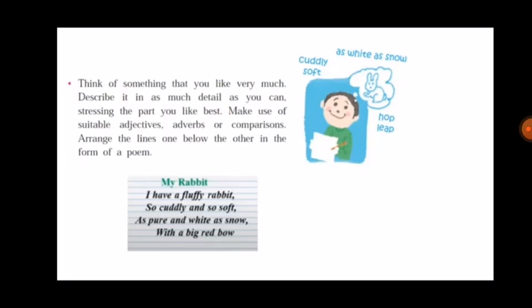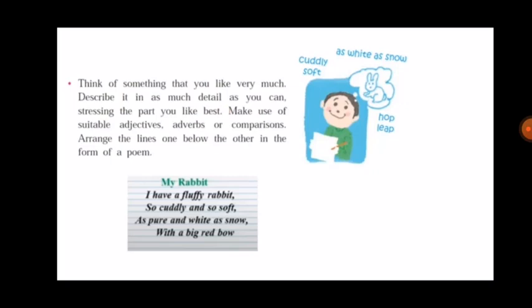So here now in this slide you can see there's a small poem. The name of the poem is My Rabbit. Now see here how he is dreaming. You can see the picture of a boy. He is thinking about how to write a poem. He's thinking about the things that are coming in his mind. So he is thinking about a rabbit. So he starts writing a poem on the rabbit.